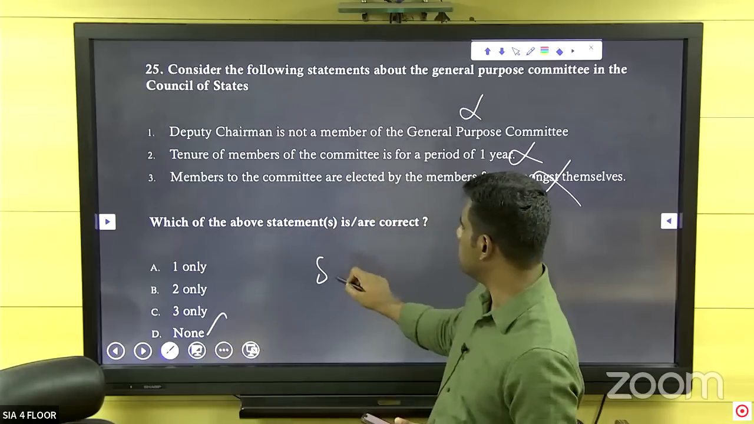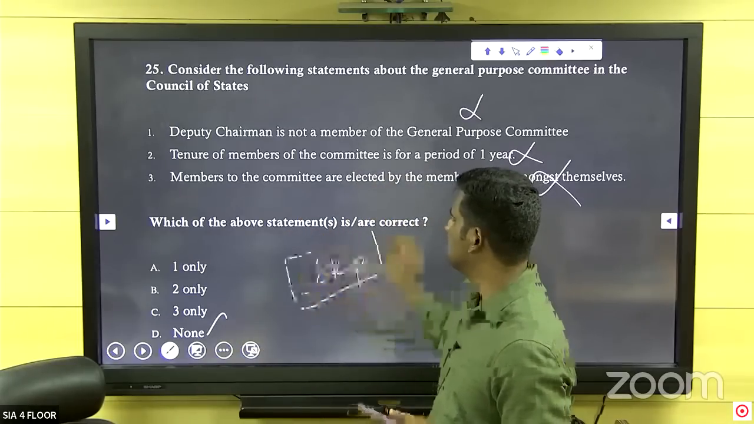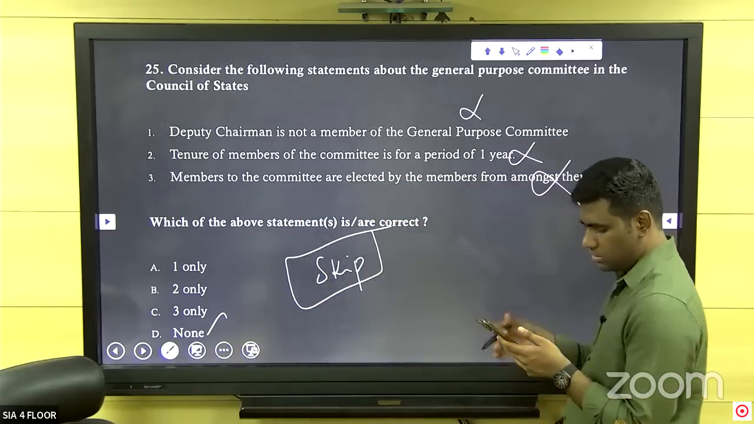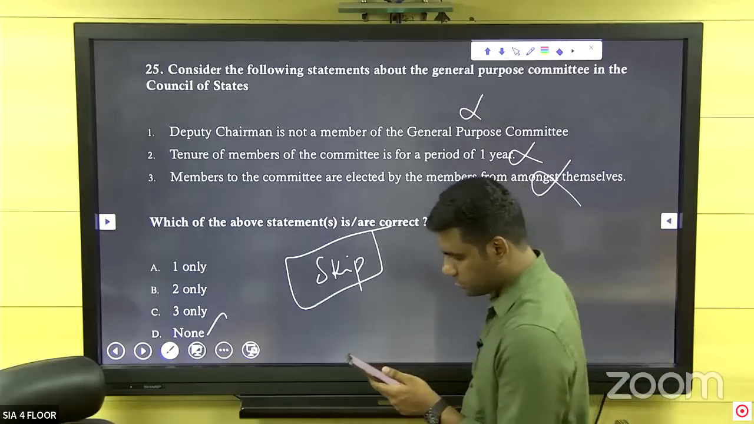You should ideally skip this question. Why are you even attempting this? Don't try to attempt everything. Just try to skip if you're not aware of it.